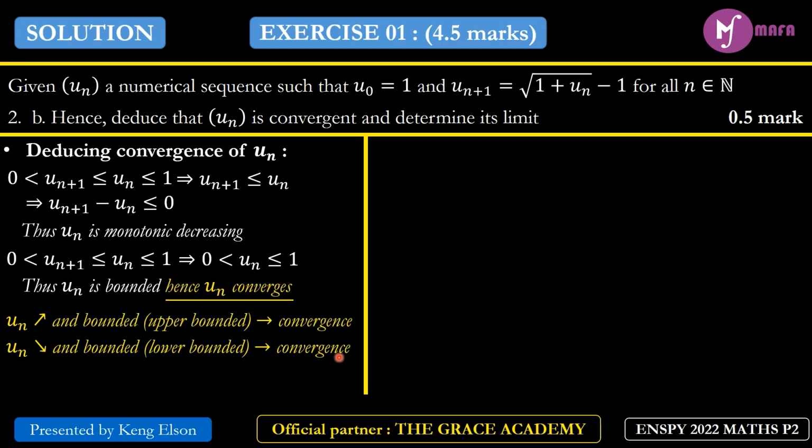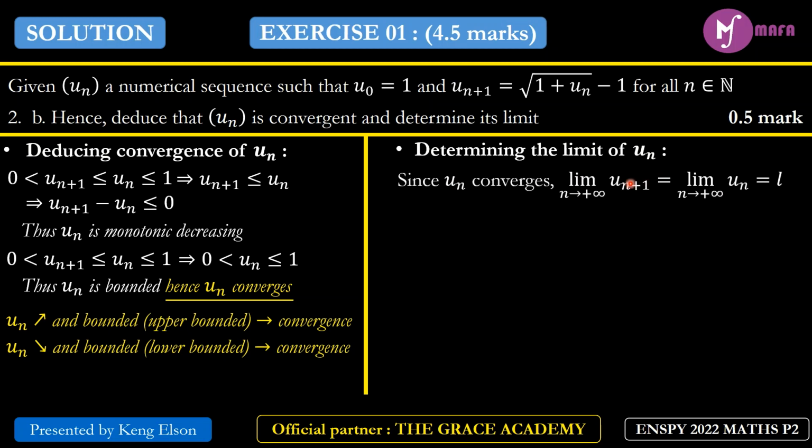So that's why I specified those cases. Nevertheless, in this case, our un is both upper bounded and lower bounded, because it is in an interval. So it is lower bounded by 0 and upper bounded by 1, and it is monotonic decreasing. So nevertheless, it converges. Okay, now we have to determine the limit of the sequence un. So since the sequence is convergent, it means that the limit of un plus 1 is the same as the limit of un. So we can say that that limit is L.